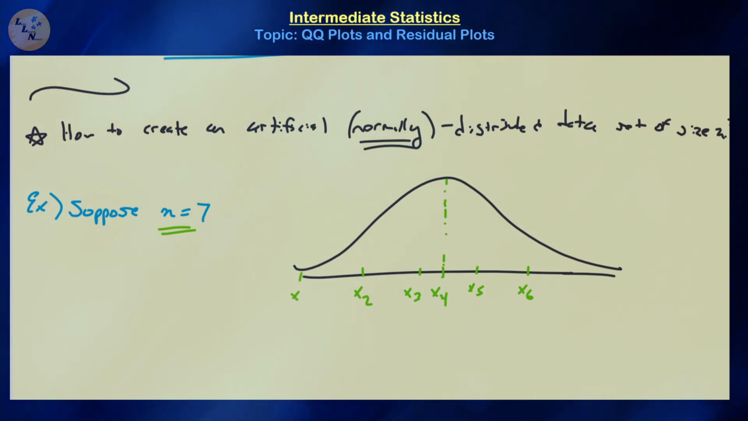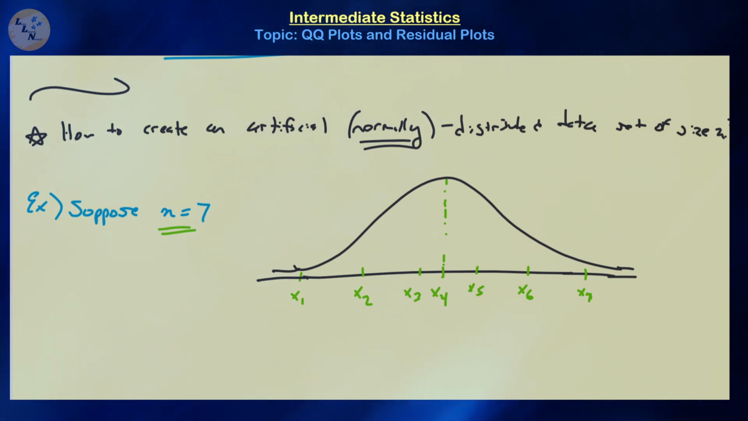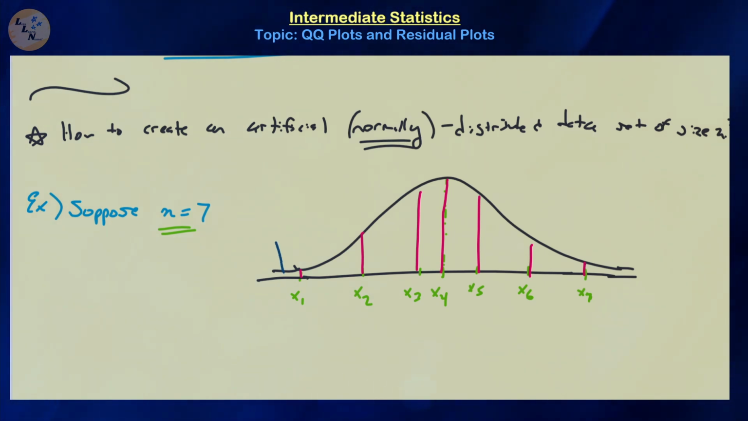And then x1 and x7 would be located farther in the tails. So that would be what we call an artificial normal, or discrete normally distributed, data set. Now, what can we say about the areas that correspond to each of these partitions? If these are truly normally distributed, that means the area in this tail would be equal to what?